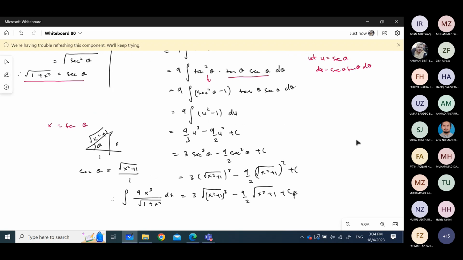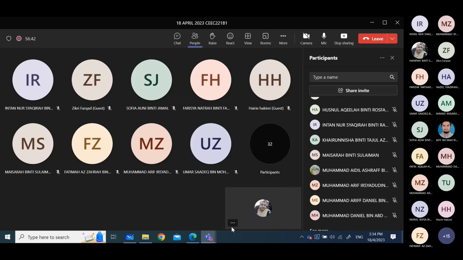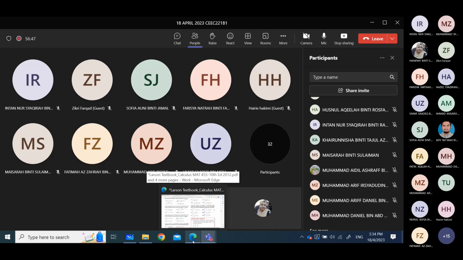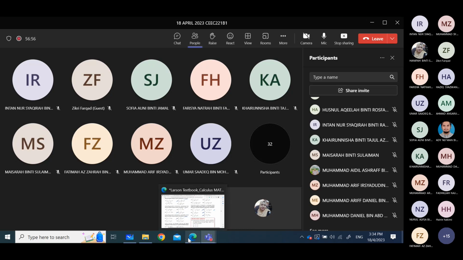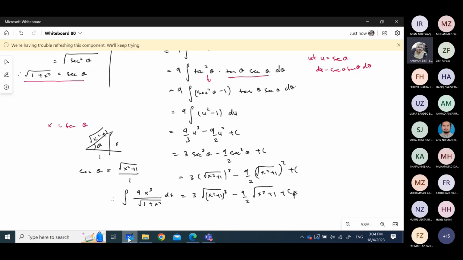Okay. Dapat tak jawapan ni? Kelas boleh jawab? Boleh buat? Khairunisa, okay, boleh? Boleh Puan. Okay. Yang lain boleh? Ideal? Ideal ada tak ni? Okay, Puan. Okay, good. Alright, ada soalan tak untuk trigonometric substitution?